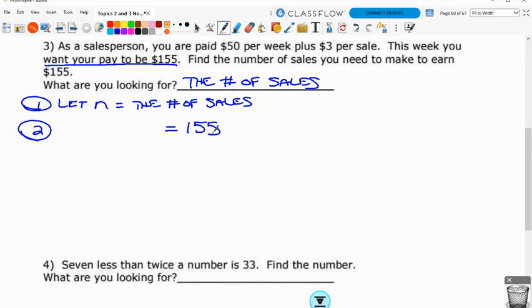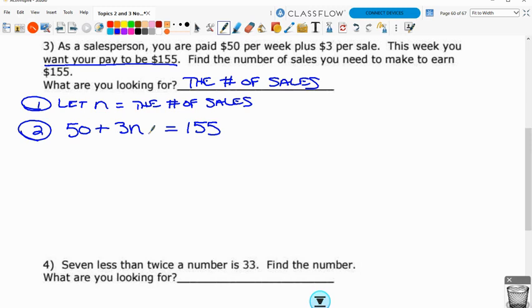Okay, so now I need the rest of my equation. It says, as a salesperson, you get $50 per week plus $3 per sale. All right, so we're going to get that $50 this week, no matter how many sales we make, but we're going to add on $3 for every sale. So $3 times n, which again was our number of sales. And so this is the equation that we're going to use.